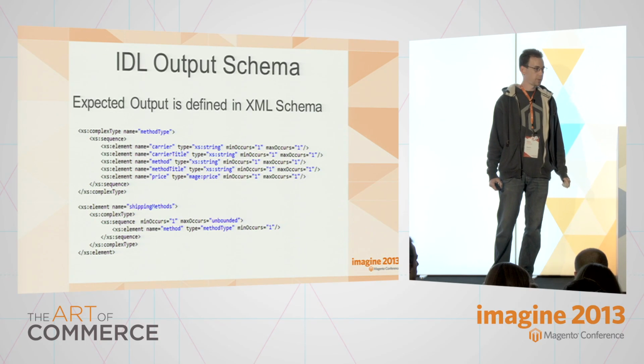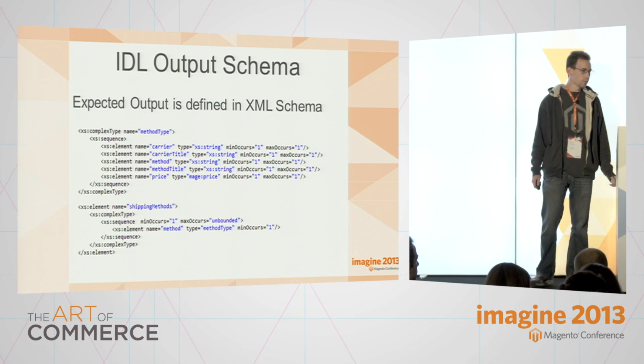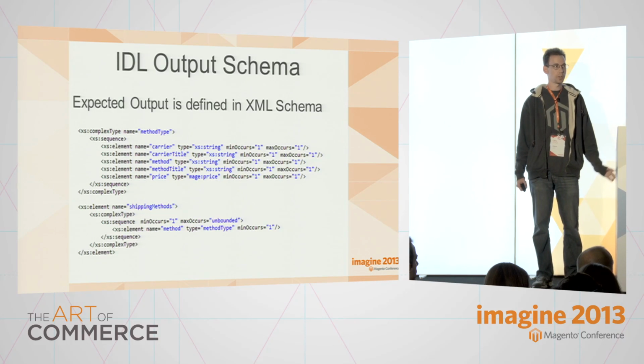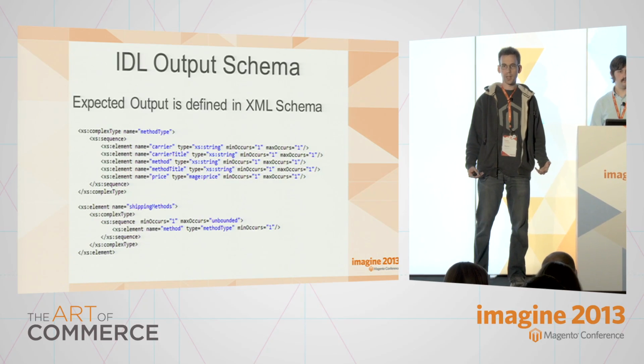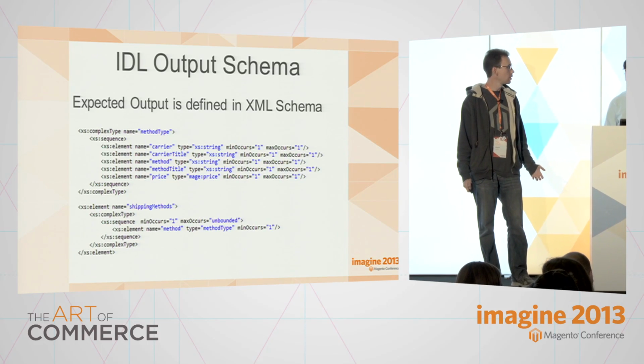And then here's an example output schema. And again, if you're familiar with the shipping rates code, it should be very similar. It's just sort of formalizing that description of the data that's returned.